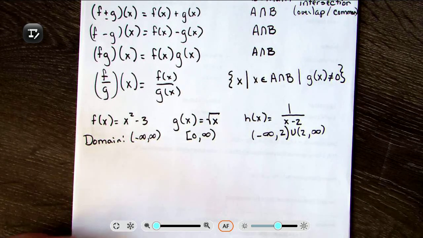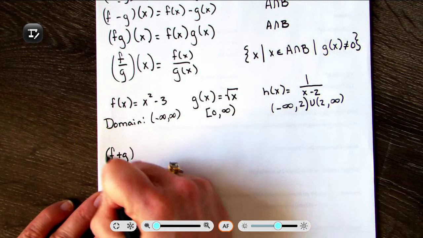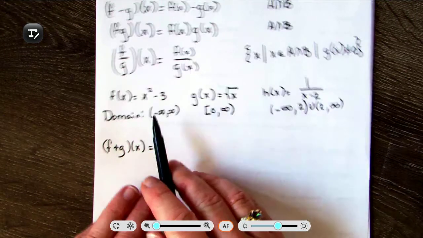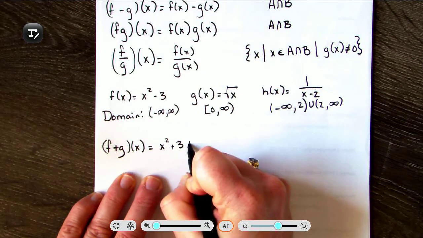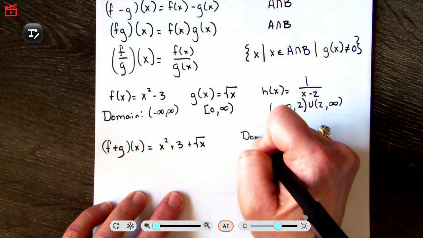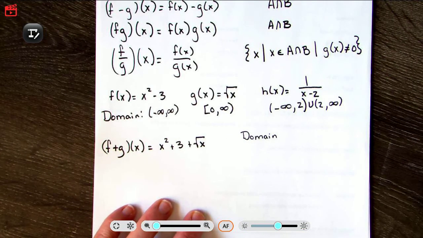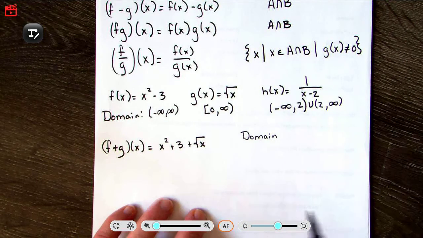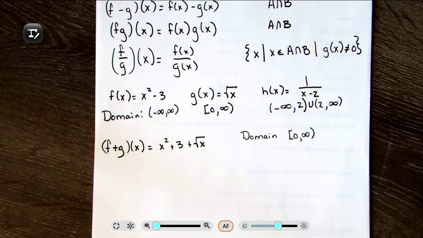All right, let's look at what f plus g of x would look like. F plus g is going to be adding these two functions together. So x squared plus 3 plus that square root of x. Finding the domain is what these two have in common, so where they overlap. This is all real numbers. This is just positives. So our domain is going to be the positives because that's what they have in common.